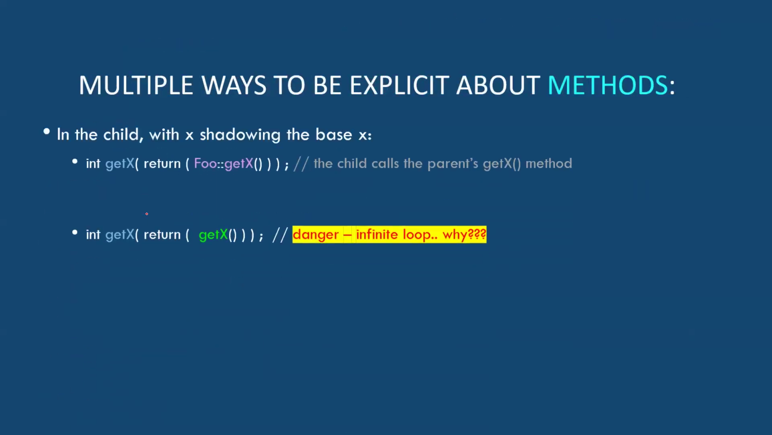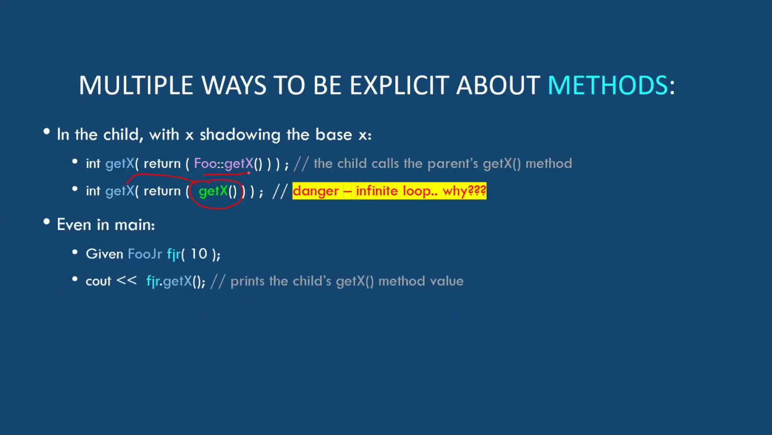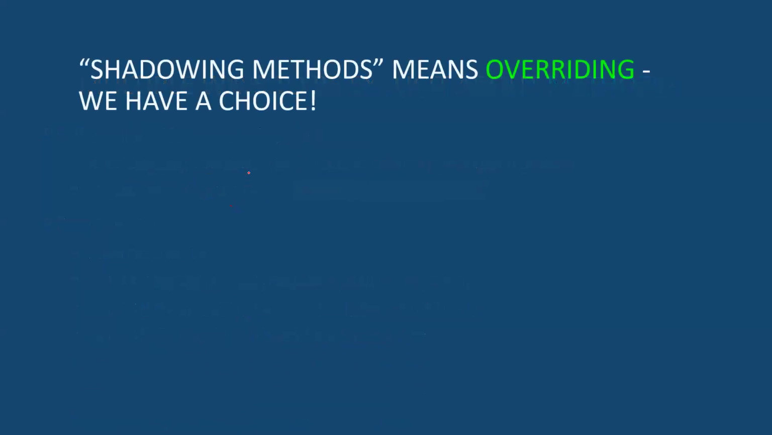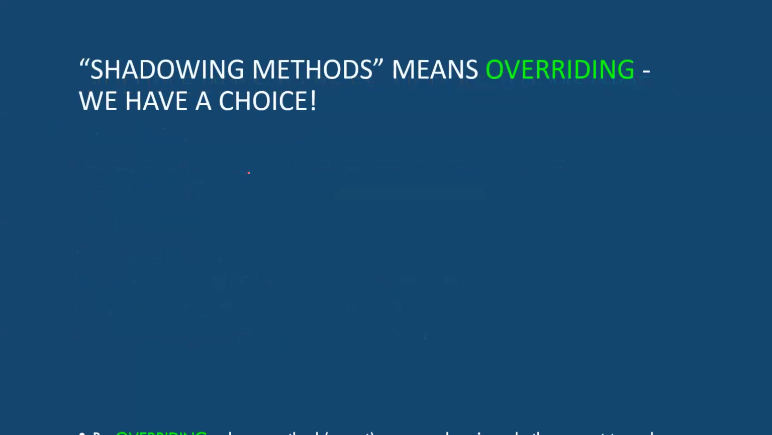So again, we could use the foo double colon to get there. There's a few gotchas in here. We could end up in an infinite loop if we're not careful, so we end up calling ourselves, even though we think we're calling the base class. So we've got to watch out for that. But we could use those access qualifiers or that scope resolution operator in main as well. So we're going to use that to our advantage.